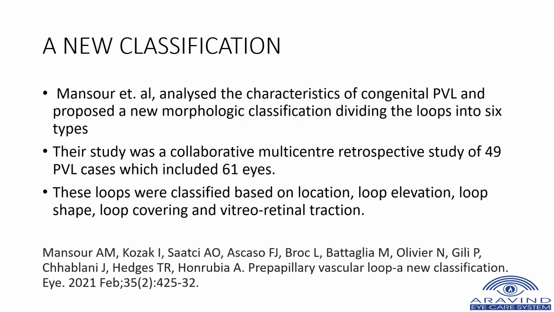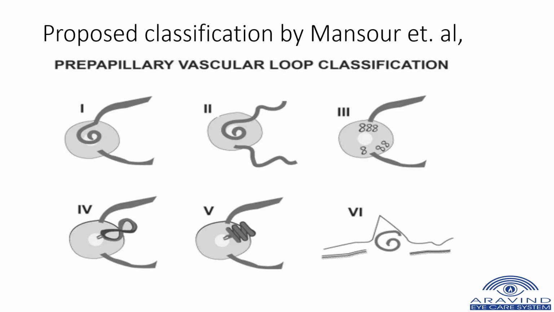Mansoor et al. analyzed the characteristics of congenital PVL and proposed a new morphologic classification, dividing the loops into 6 types. Their study was a collaborative multi-center retrospective study of 49 PVL cases, which included 61 eyes. These loops were classified based on location, loop elevation, loop shape, loop covering, and vitreoretinal traction. This is the proposed classification by Mansoor et al. In their paper, as we can see, there are 6 types of loops around the peripapillary area.